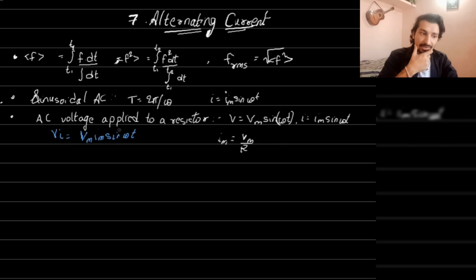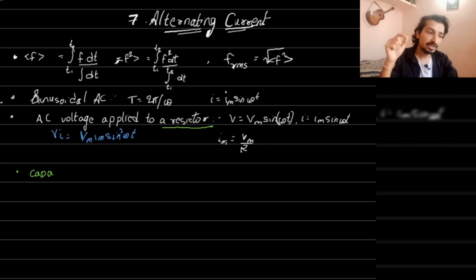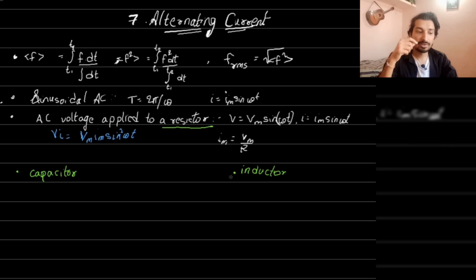It was represented here. AC is represented by sine, and Vi is equal to, that is power, right? Power is IV, so power will be equal to Vm Im sin square omega t, and you have maximum current, which is Vm by R. Okay, so you know V is equal to IR. From there only maximum current will be equal to maximum voltage by resistance, whatever resistor you attach.